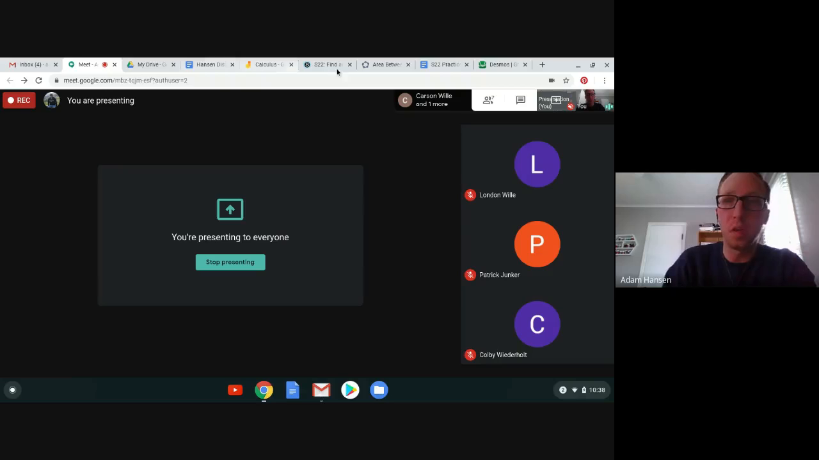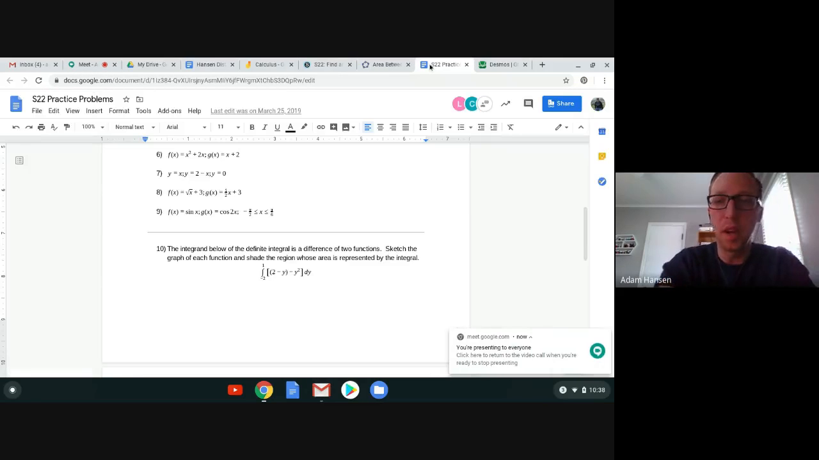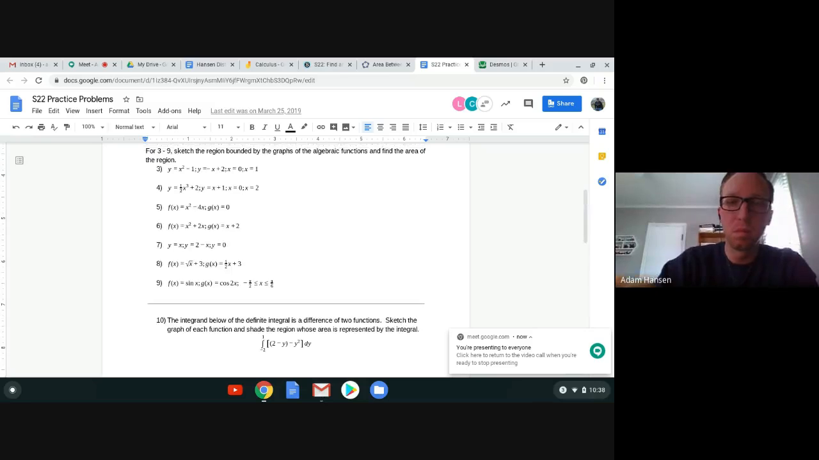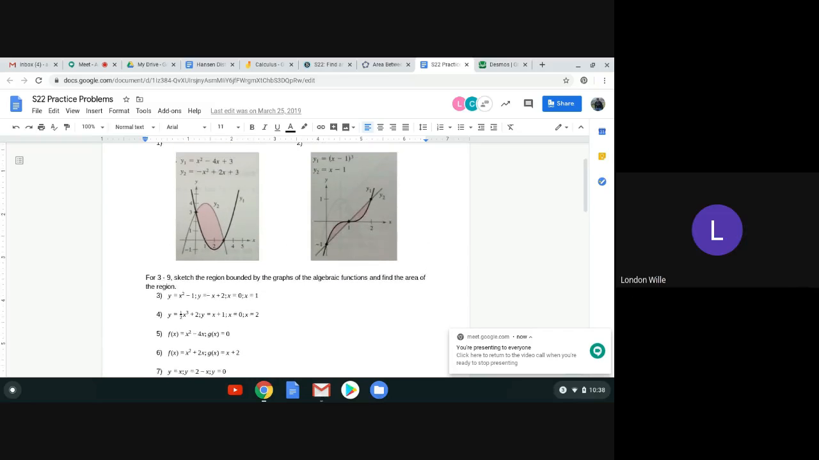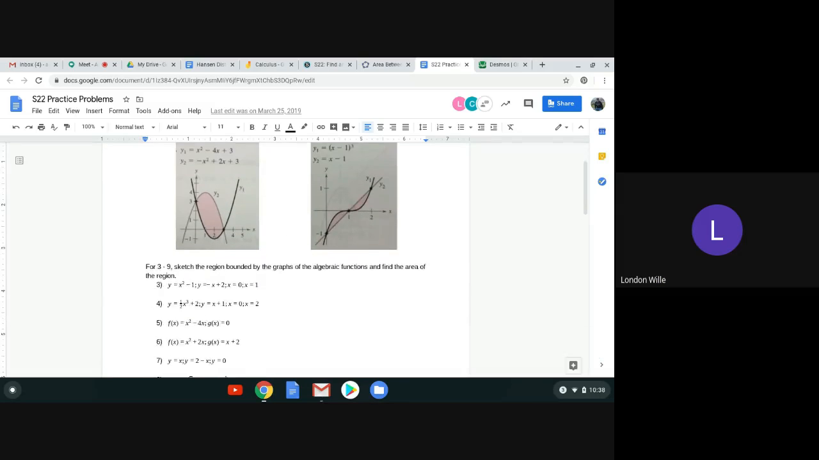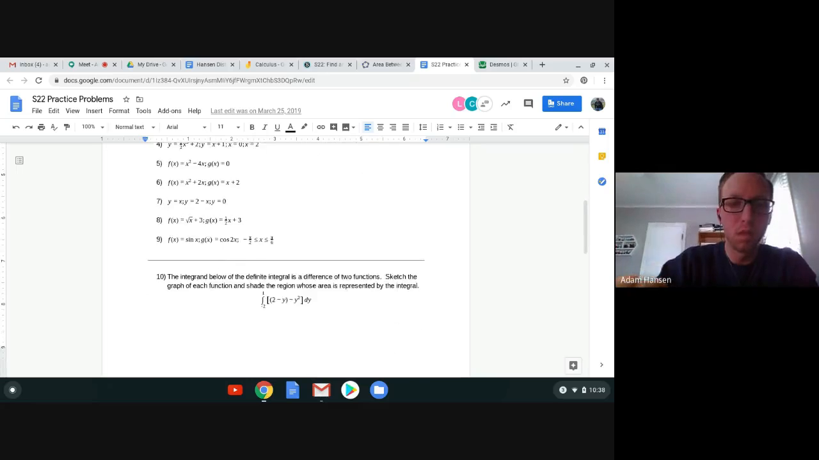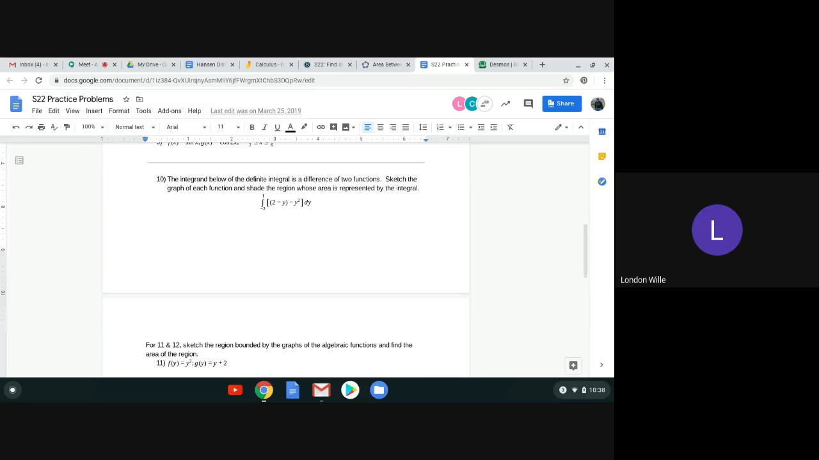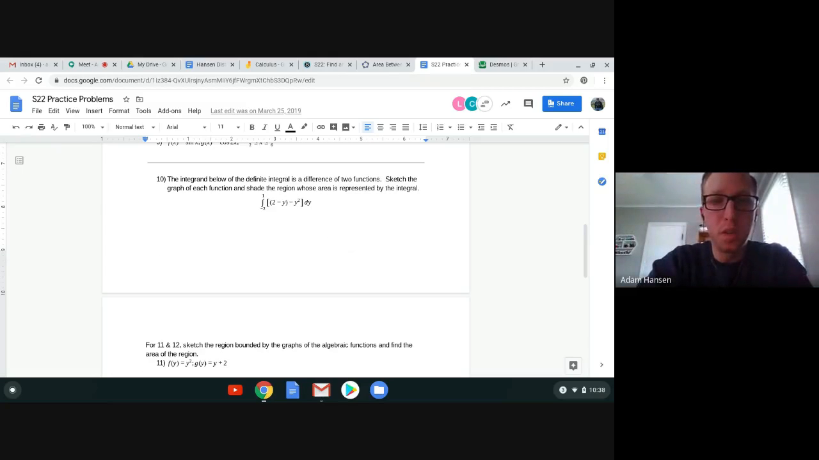Was there anything else? Other questions off this practice document? I know that was a tough one, but I can go over anything else if there are questions. Can we go over number 10? Mm-hmm. The integrand below of the definite integral is the difference of two functions. Sketch the graph of each function and shade the region whose area is represented by the definite integral.